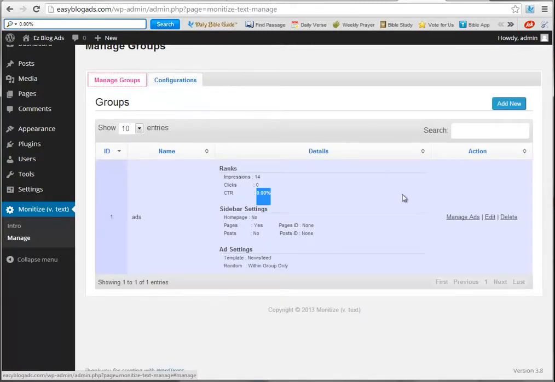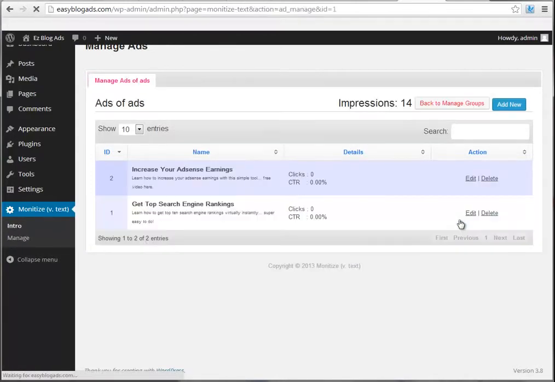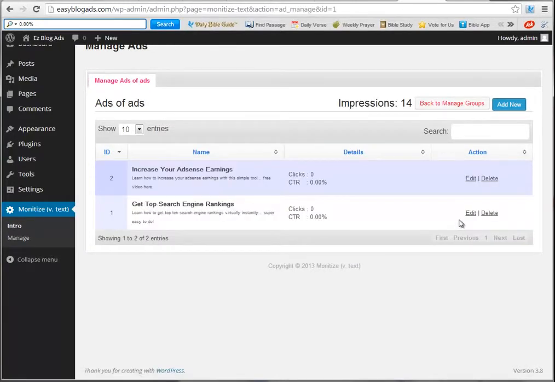Now, what we want to do is go to Manage Ads, and you'll notice that you can see the different ads that we set up. Increase your AdSense earnings, get top search engine rankings. Different things like this are about what my customer wants, right? My visitors want to learn how to make money with their blogs and get more traffic and everything like that. And you'll notice that on each ad, it's going to show you which one gets clicked on the most, what the click-through rate is that's actually winning, so that you can learn about your market and put things in front of them that they actually want.